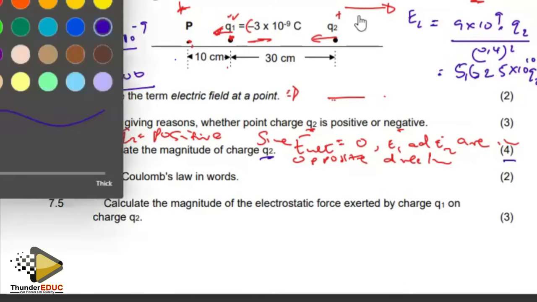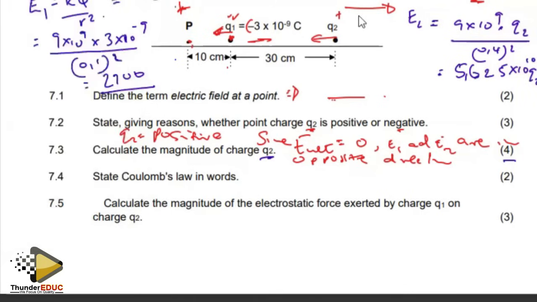But remember, E net is 0, which means E1 and E2 have to be the same. So this is the same as 2.7. Divide both sides by 5,625 times 10 to the 10. So when I do that, I'm going to have 2.7 divided by my answer. Getting a weird answer. It's 4.8 times 10 to the negative 8 coulombs.